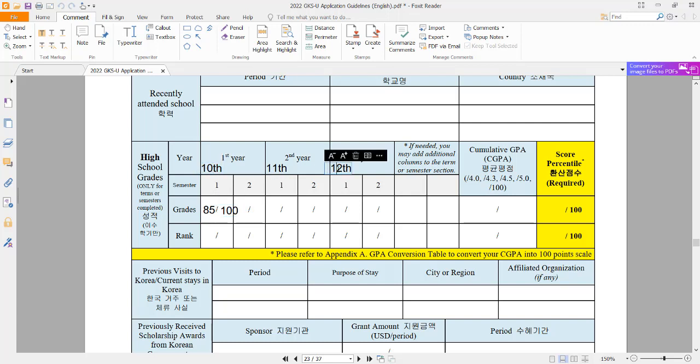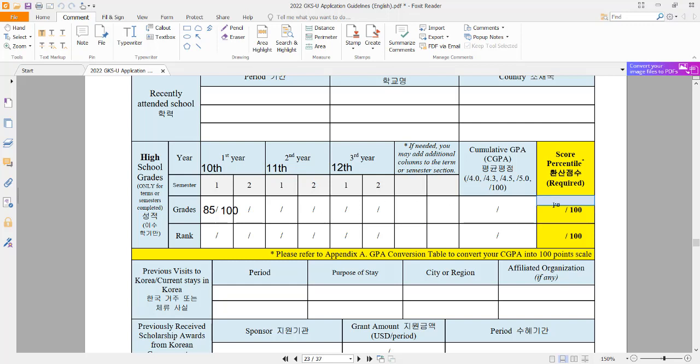So 10th, 11th and 12th. Suppose you are in final year, that is 12th right now, and you don't have these mark sheets, then you can leave this blank but mention 12th here and give your expected graduation certificate and fill your 10th and 11th mark sheet. And here this is the most important thing, percentile, as you can see.